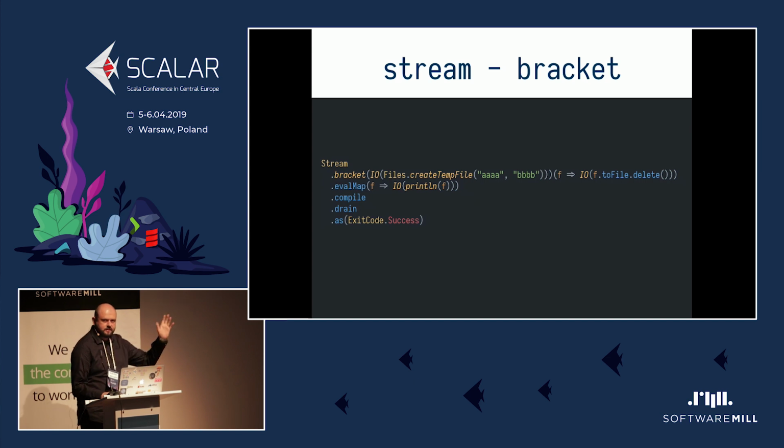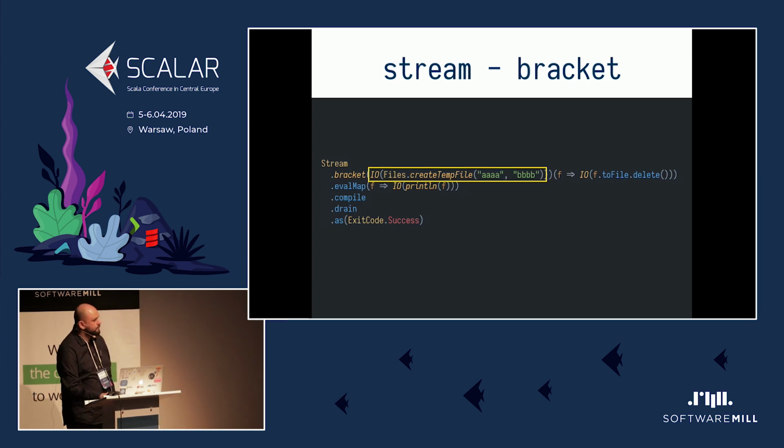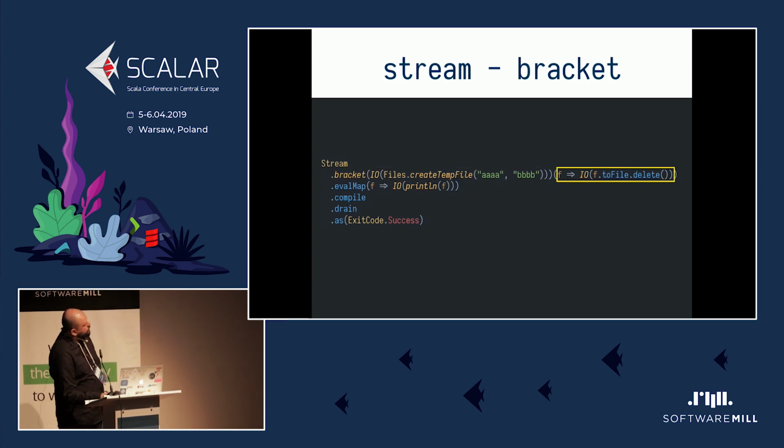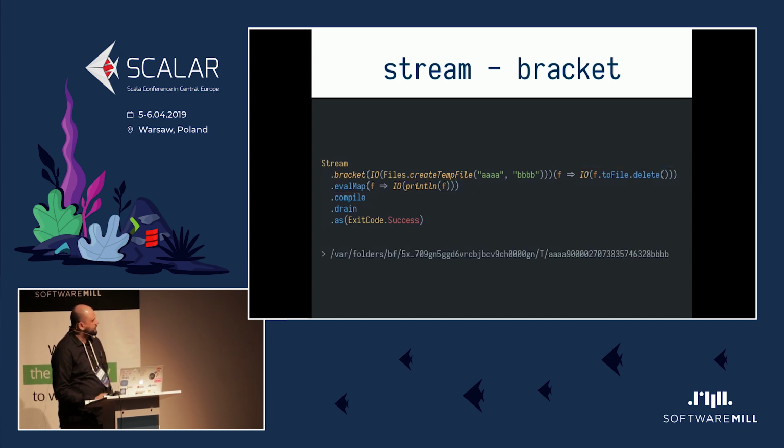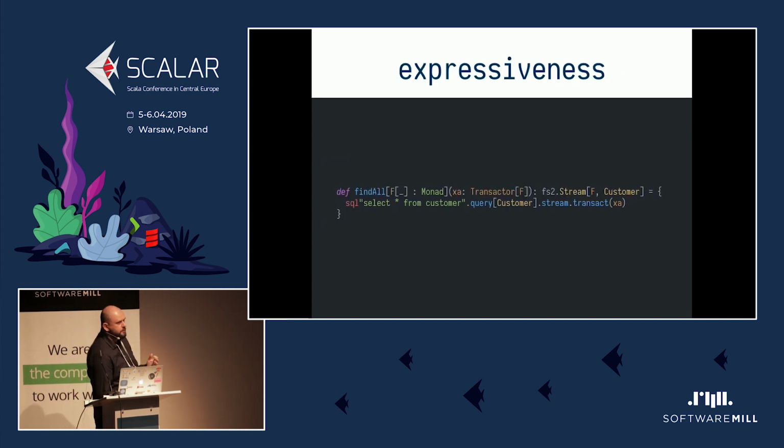So more or less, it works like, same as in the I/O class. We have bracket when we acquire, for example, here creating temporary file, then this is the definition how we release this resource. Then we print into the path to the file, and that's everything. So FS2 for me has very good syntax and produces very expressive code.